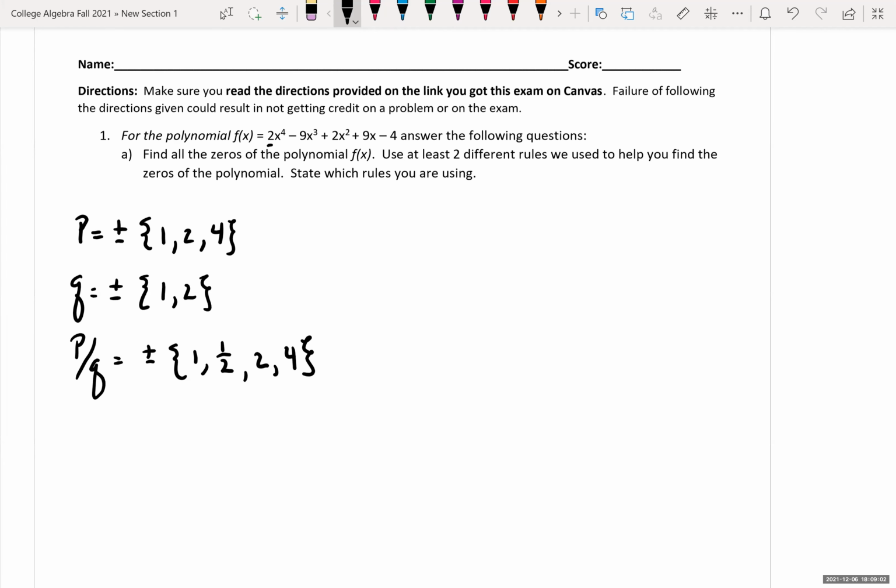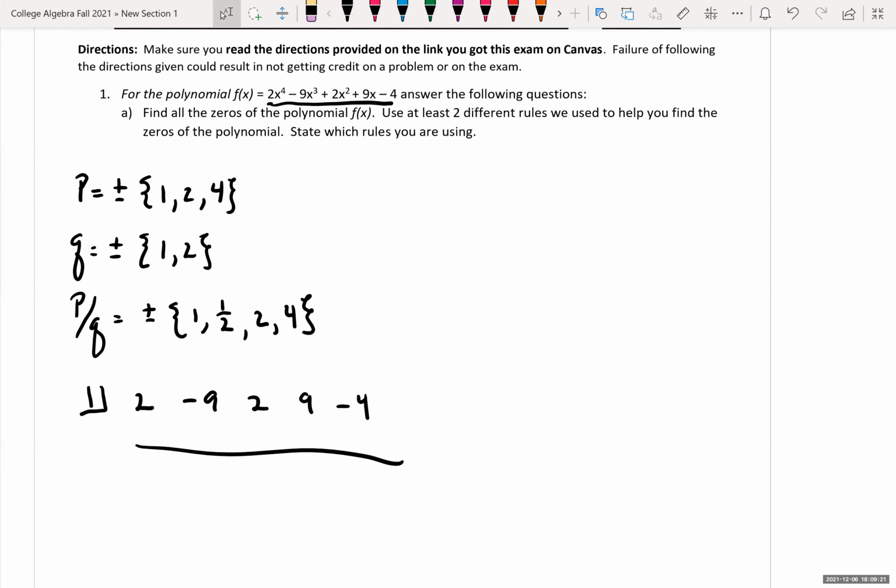So now I would use synthetic division to help me see which one of these, if any of them, are zeros of the polynomial. And so we're going to list the coefficients up here: 2, -9, 2, 9, -4. And see if we get a 0 as our remainder, the last number. So bringing down our first number, we have 2. 1 times 2 is 2. -9 plus 2 is -7. 1 times -7 is -7.